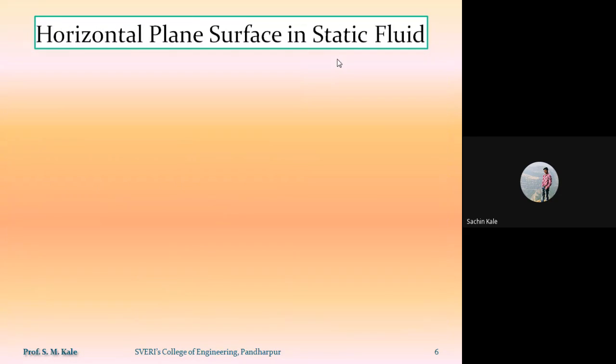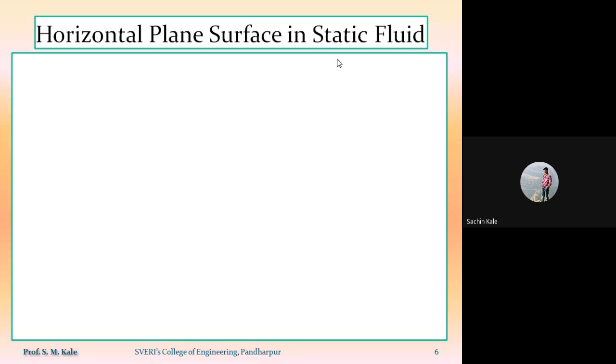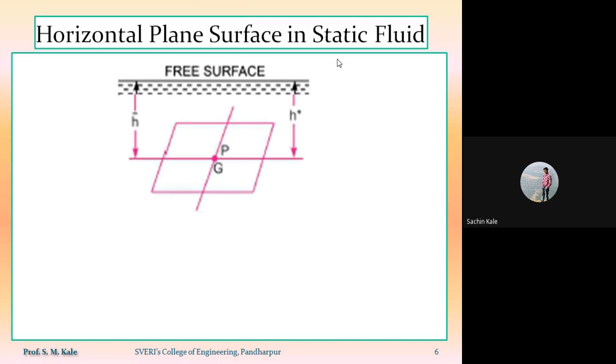Now after that we have seen the next derivation, that is the horizontal plane surface in a static fluid. I am not going to explain in detail the horizontal and inclined surfaces. For remembering purposes only, I have revised the vertical plane surface. For a horizontal plane surface, the pressure force acting on it is given by the equation rho g A h bar.